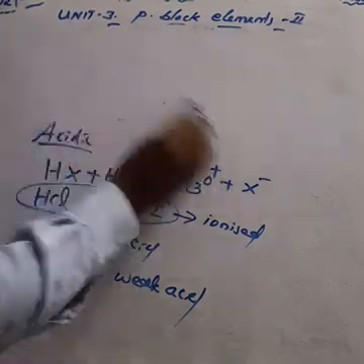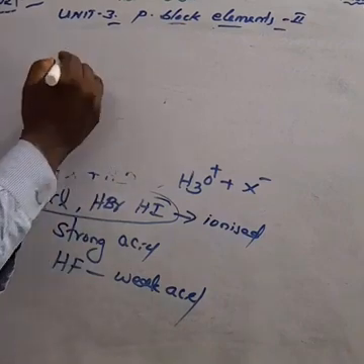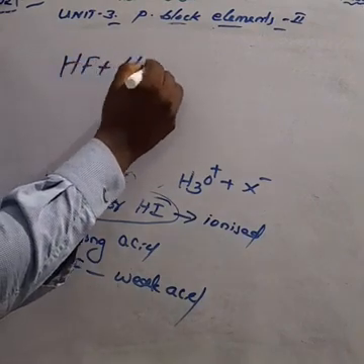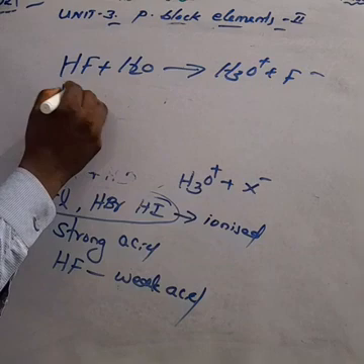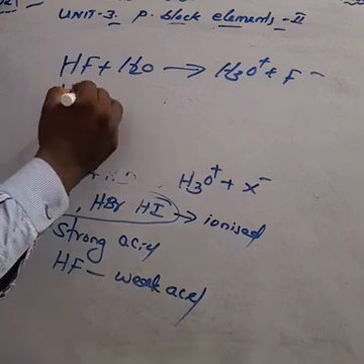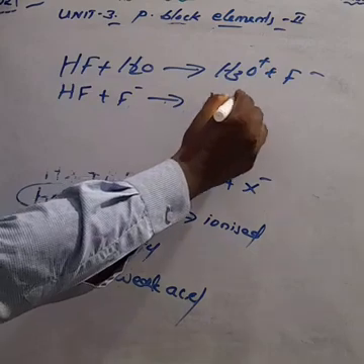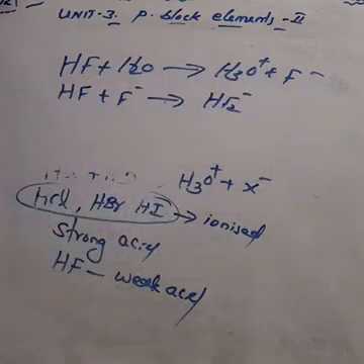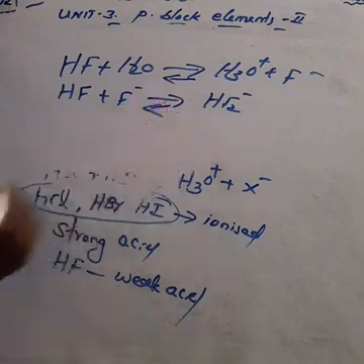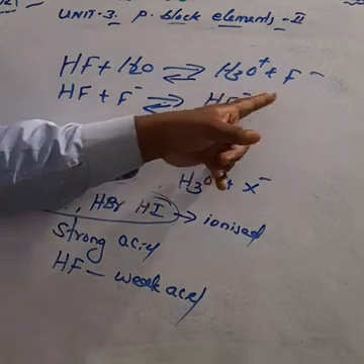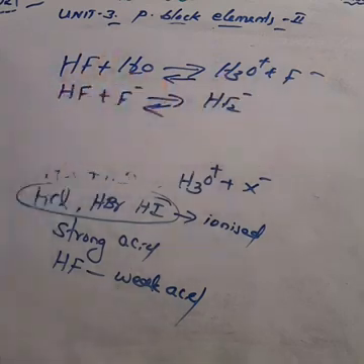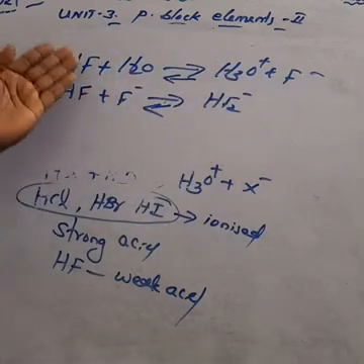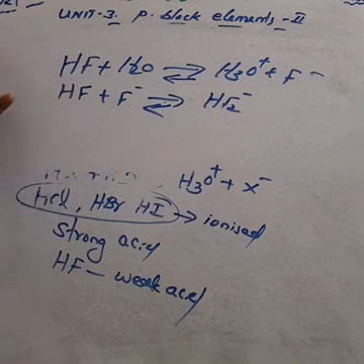For example, hydrogen fluoride reacts with water to give H3O plus and F minus. HF plus F minus gives HF2 minus. At high concentration, the equilibrium involves the removal of fluoride ion. It affects the dissociation of hydrogen fluoride and increases the hydrogen ion concentration.